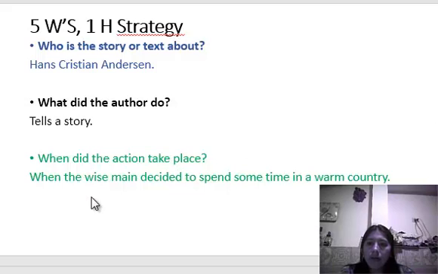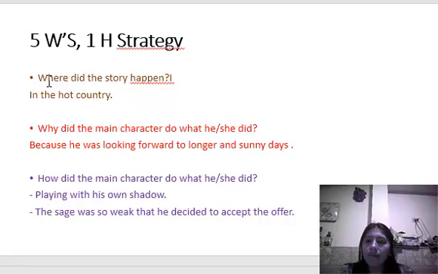The next question is, when did the action take place? When the wise men decide to spend some time in a warm country. We also find this information on the first sheet, and I have marked it with green color to easily identify it. And here is the other question. Where did the story happen? In the hot country. This refers to the scenario where the story is taking place. It is indicated in brown.